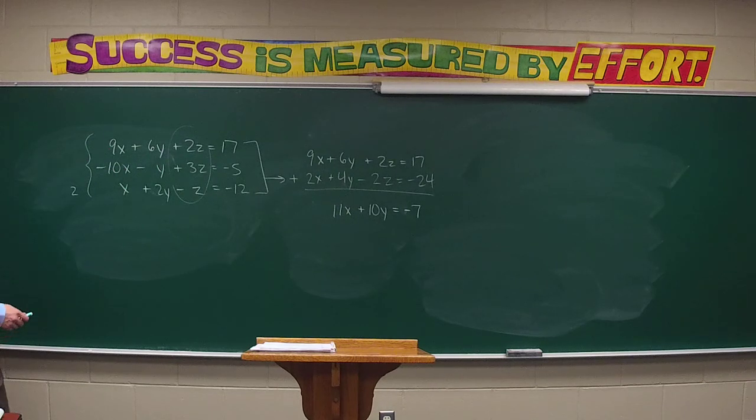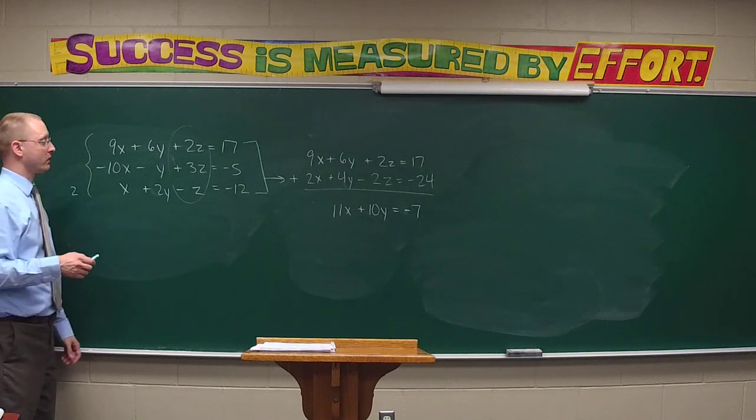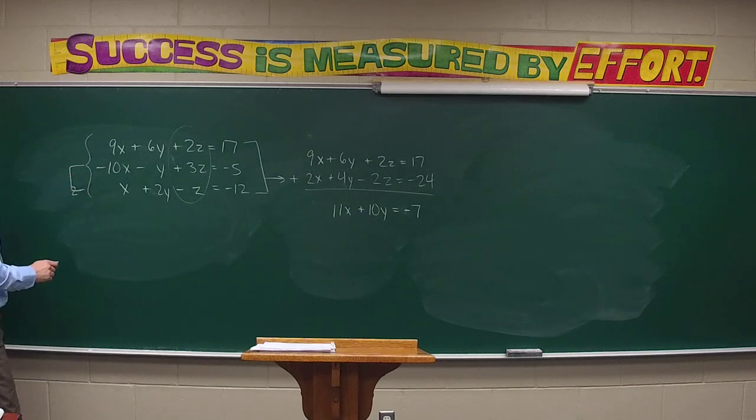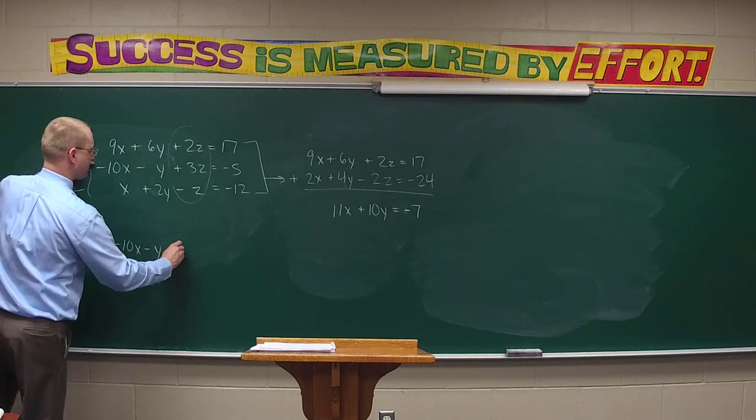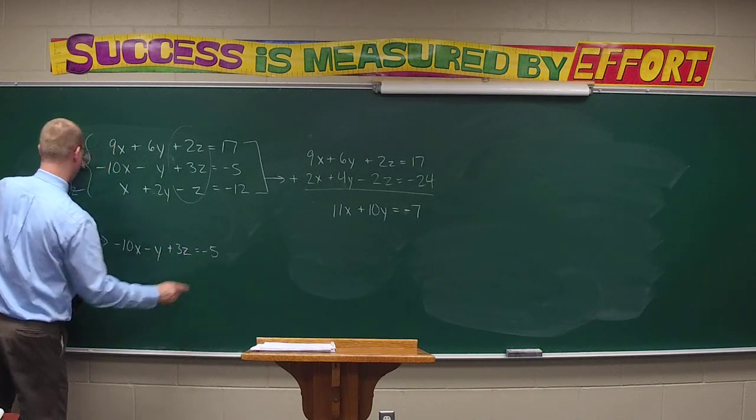All right, now we need to do the same thing again, but two different equations this time, Maddie. Let's go second and third, though this time I'm going to want to multiply the bottom by 3. Okay, so again, we'll keep the middle, the negative 10x minus y plus 3z equals negative 5. 3 through the bottom.